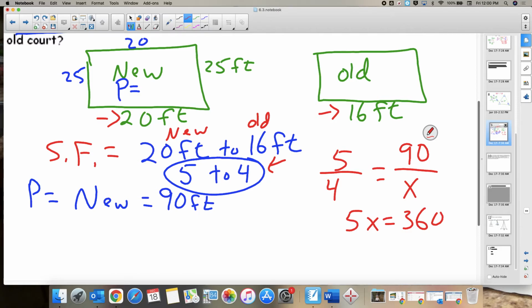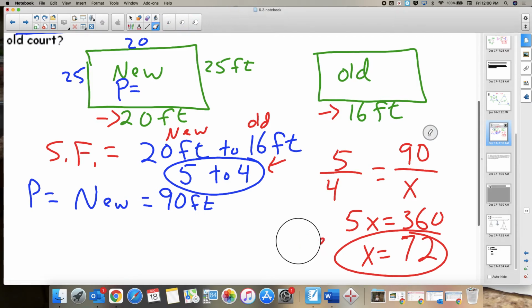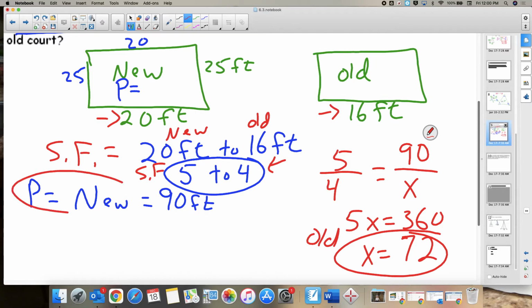And then we just divide both sides by 5. And we get that old perimeter then. Whoops. My old perimeter is 72. So the scale factor was 5 to 4. The perimeter of my new was 90 feet. The perimeter of the old is 72.